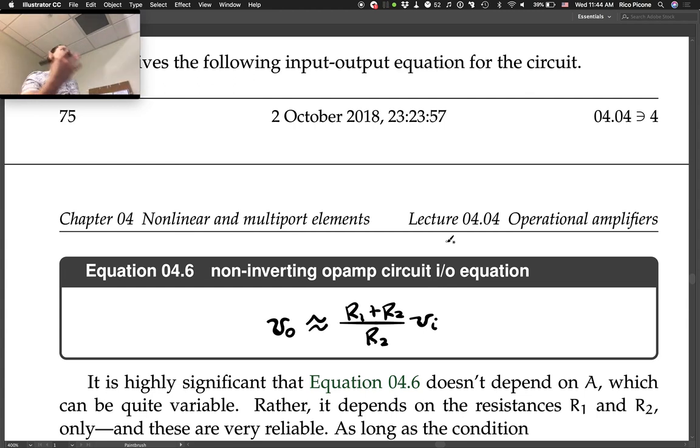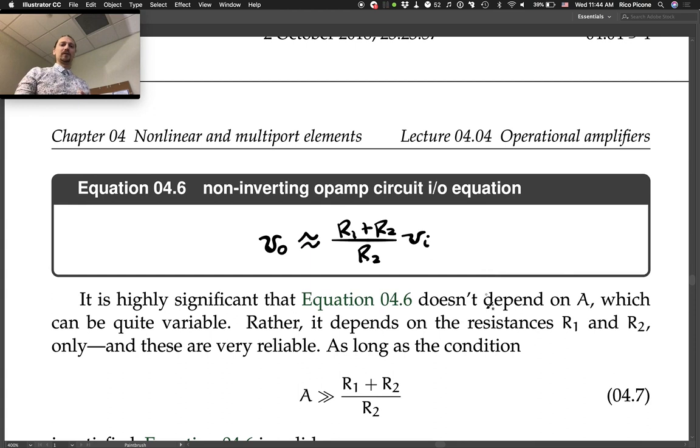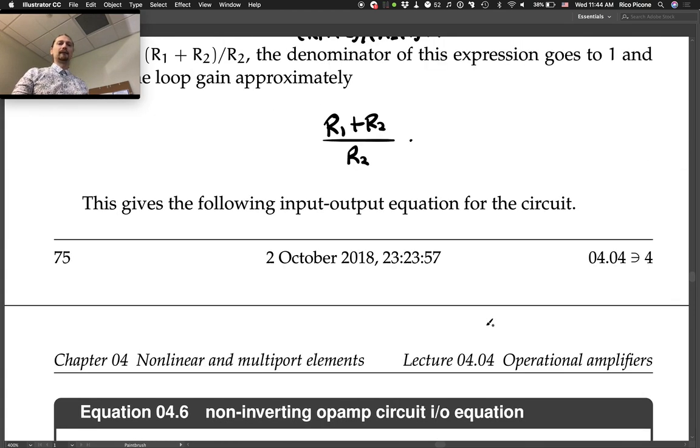This is true amplification, whereas previously we talked about how with transformers you can step up the voltage, but you drop the current. This one, you can actually increase the voltage and not drop the current, which is nice. So this is true amplification. We have this open loop gain that's huge: A is 100,000. But the loop gain ends up being R1 plus R2 over R2. A doesn't even show up in it, which is actually really nice.